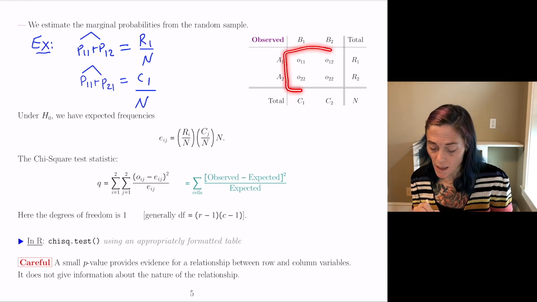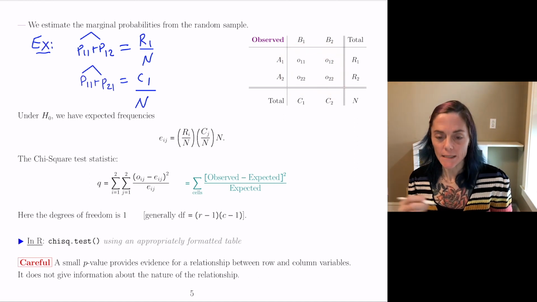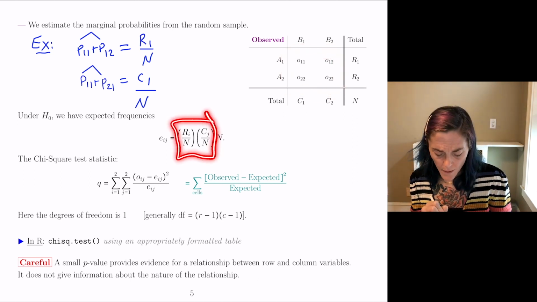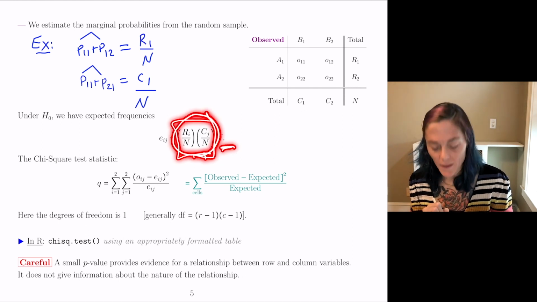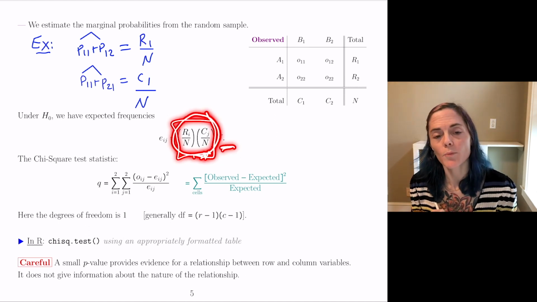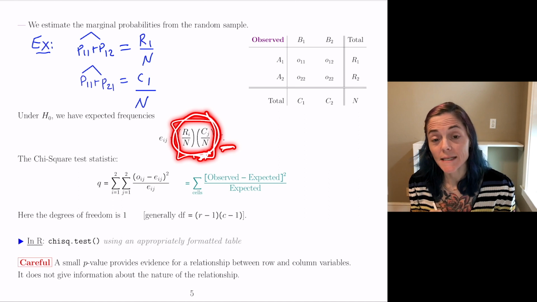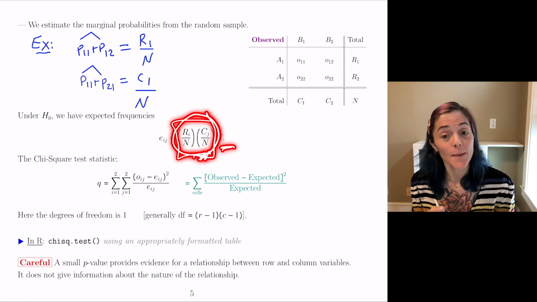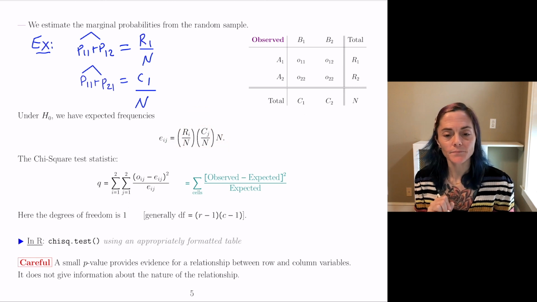Under H0, we have the following expected frequencies. So you notice here's the observed is Oij, expected is Eij. Well, we would take the probability times capital N, and the probability under H0 is just a product, would be capital Ri over n times capital Cj over n. These were our sample estimates of the marginal probabilities.